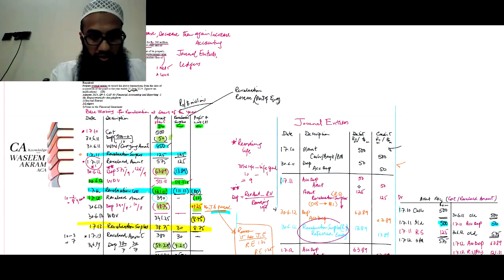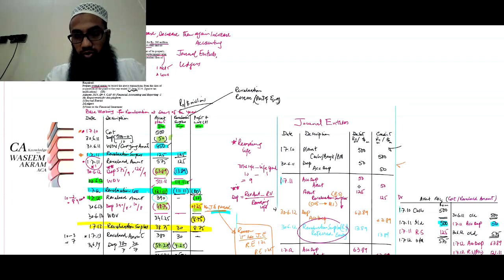How will you see this? This is the revaluation date and the previous revaluation or cost date; in between, the depreciation is 50. So 50 accumulated depreciation debit, asset credit. Then asset debit, revaluation surplus credit. Then next, depreciation debit, accumulated depreciation credit 63.89. Then this one, revaluation surplus debit, retained earning credit.